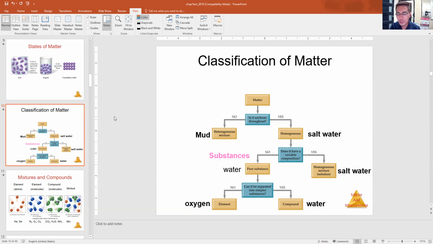From the pure substance, the question is, can it be separated into simpler substances? If the answer is yes, then it's a compound. If it cannot be separated, it's an element. So it's pure, the simplest state of matter. A compound can still be broken down. For example, if you want to separate water, you can separate the hydrogen and the oxygen components of that water.